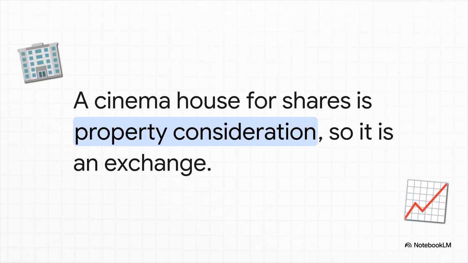The absolute relevance of this case is how it distinctly defines consideration. Because preference shares are considered property in the eyes of the law and not mere money or price, transferring a cinema house for shares is fundamentally property for property. I want you to hammer home this point in your exam to prove your conceptual clarity. If the core consideration is literally anything other than pure money, the transaction legally evades the definition of a sale under Section 54 and becomes an exchange under Section 118.